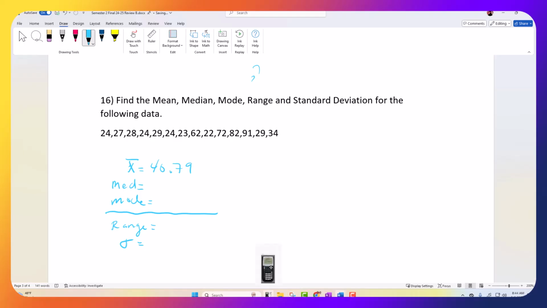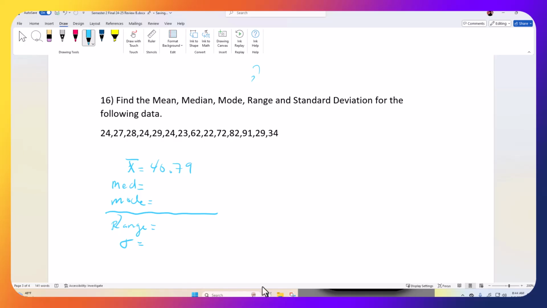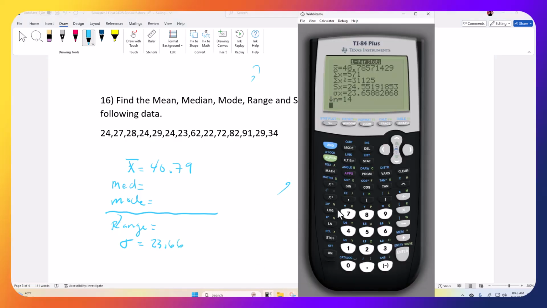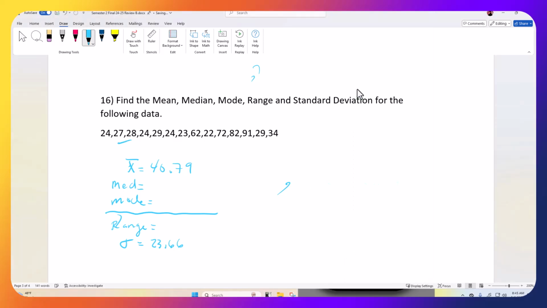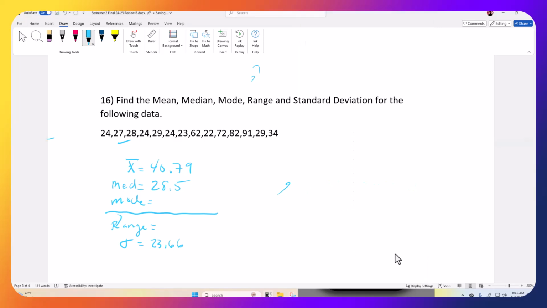So if I look back at my calculator, I notice the standard deviation is 23.66. So I can write that piece of information down. 23.66. Also, if I go down, my median is 28.5. 28.5. The range is my max minus my min. That would be 91 minus 22. 69 would be my range.